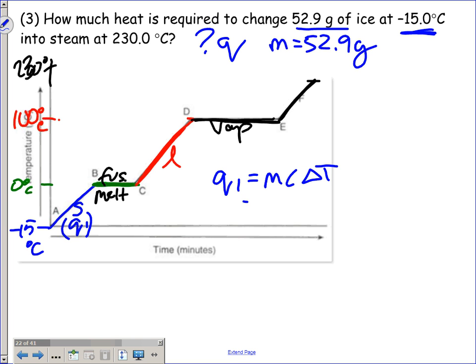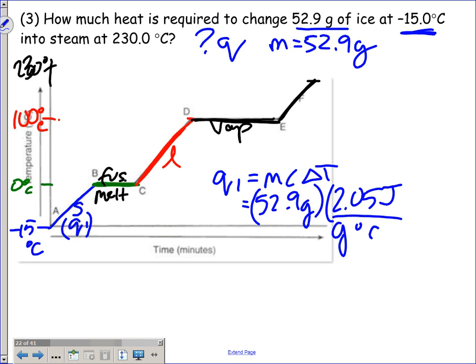What's the mass? 52.9. Thank you. What is the specific heat capacity of ice? This is not one you know. You need to look on the reference table. Look for ice. Say again. 2.05. Thank you. 2.05 joules per gram degree C.